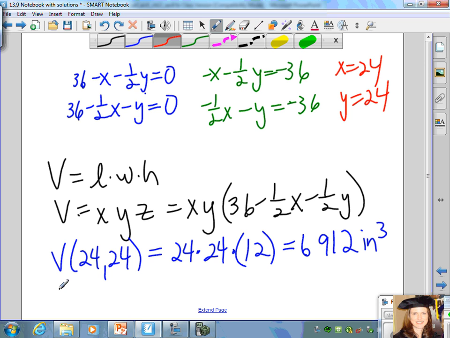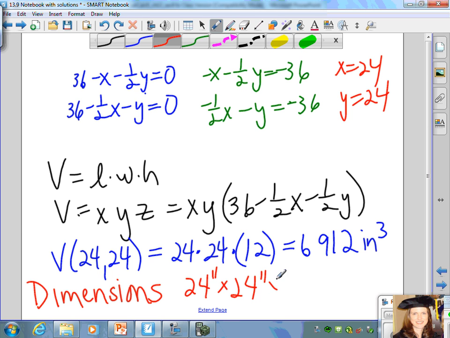So the dimensions that we're looking for, what size box is going to give us the greatest volume if the sum of the perimeters of the two cross sections cannot exceed 144. The dimensions are going to be 24 inches for a length, 24 inches for a width, and then 12 inches for a height. That's going to be the dimensions of the box that will hold the greatest volume, given those restrictions. And again, we use the partial derivatives to find the critical points.